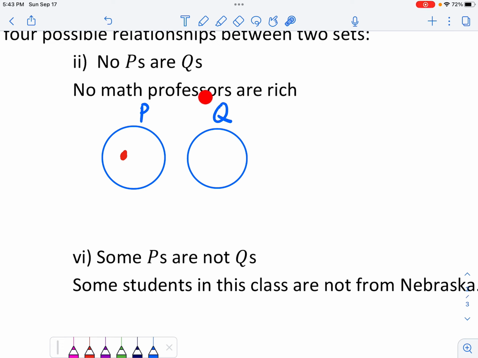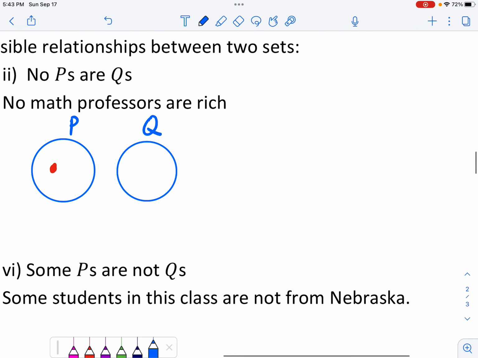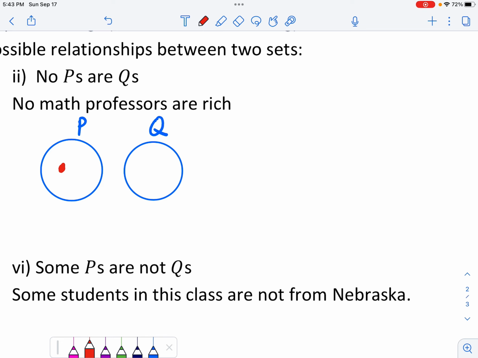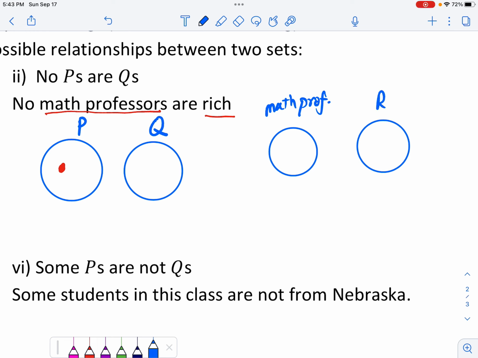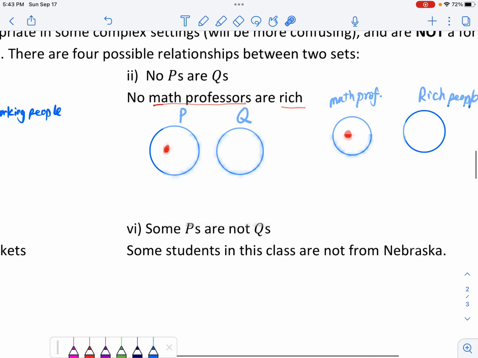Okay, so no math professors are rich. If I draw this one, I can say there are two sets of people. One is math professors, the other set is the rich people. So these are the math professors, and here this set is rich people. And you see that this point represents a particular math professor, who has nothing to do with being inside this rich people set. So this is an example: if I have a statement like that, that's the graph that I'm going to draw.